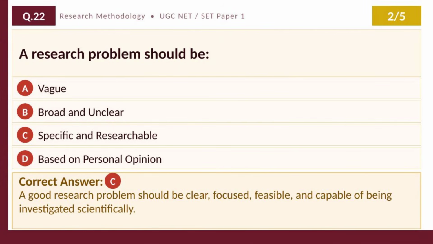Next, what characteristics should a good research problem possess? It must always be specific and researchable. A practical research problem should be clearly defined, focused, feasible within your constraints, and capable of being investigated scientifically, rather than being vague, overly broad, or driven entirely by personal bias.